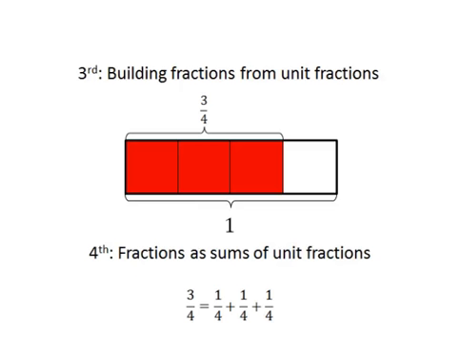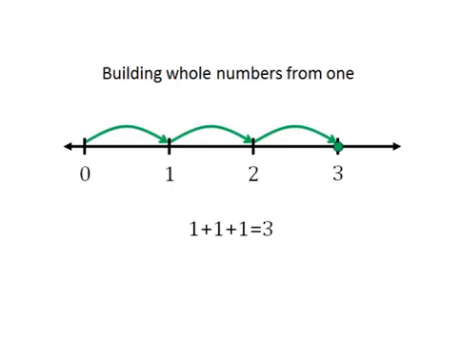Note that in 3rd grade, students understand fractions as being built from copies of unit fractions, and in 4th grade they explicitly connect this to fraction addition. On the number line, we use the interval from 0 to 1 to mark off whole numbers. For example, 3 is a distance of 3 ones from 0.